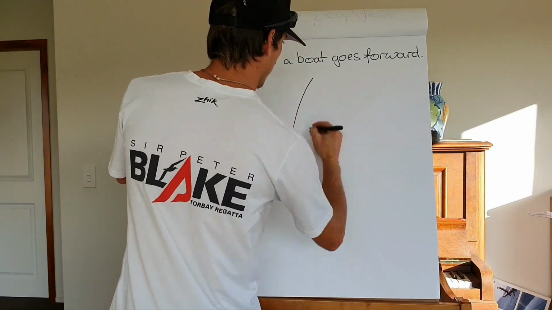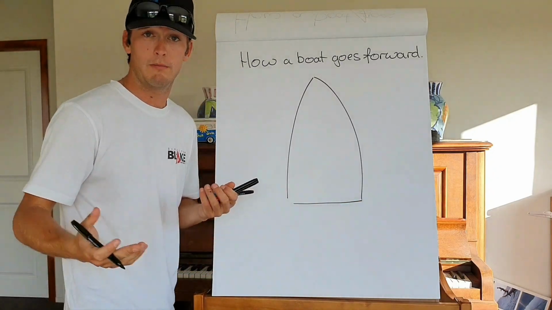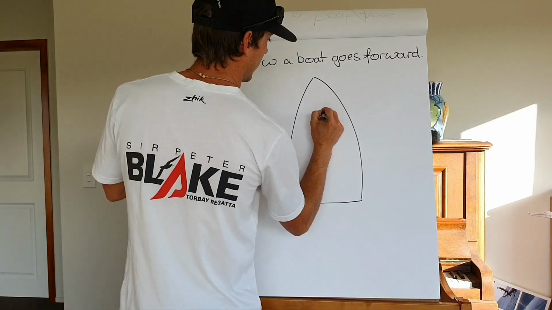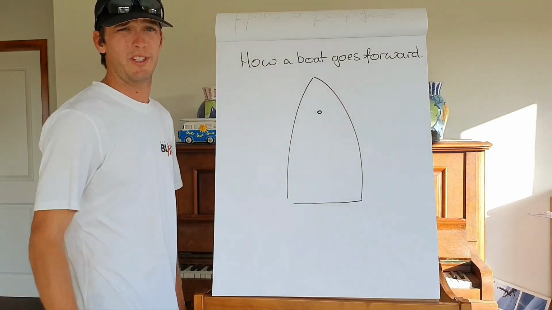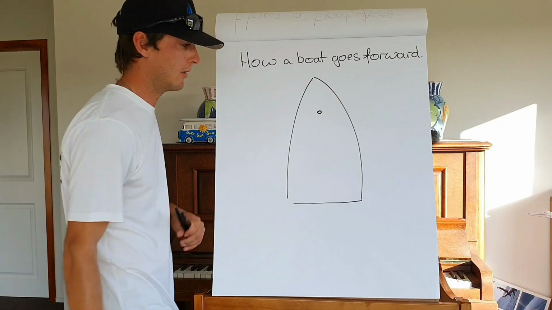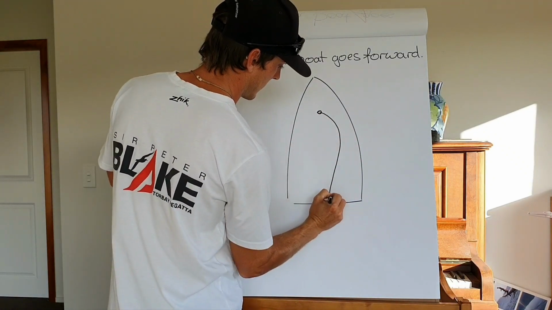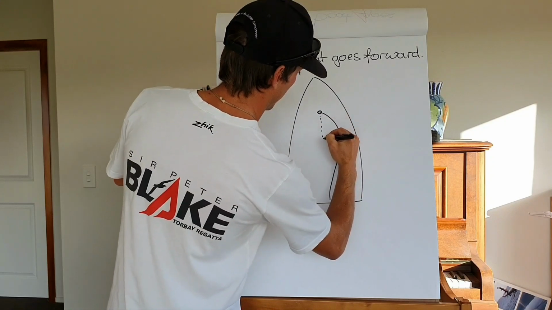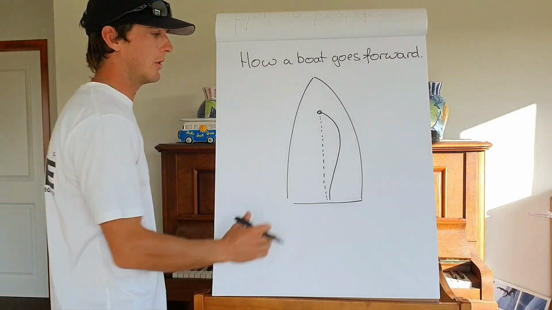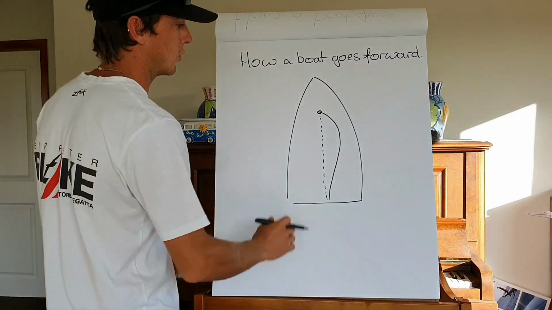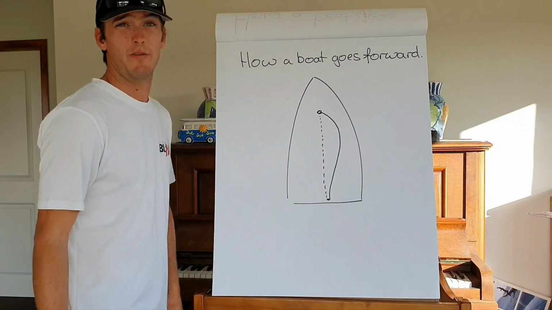So first of all, we have a boat. It's pretty straightforward, it's pretty self-explanatory. Got a mast, and we've got this thing in the air called a sail, which is a flexible wing or a flexible foil. Now the dotted line represents the boom to a certain extent, but also what we call the chord line from the mast to the leach of the sail.